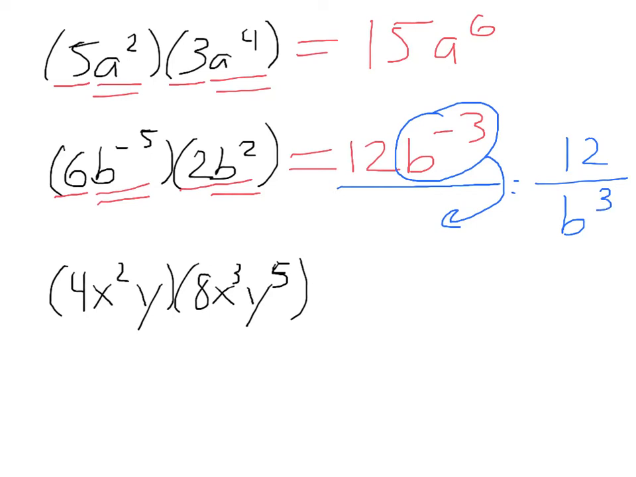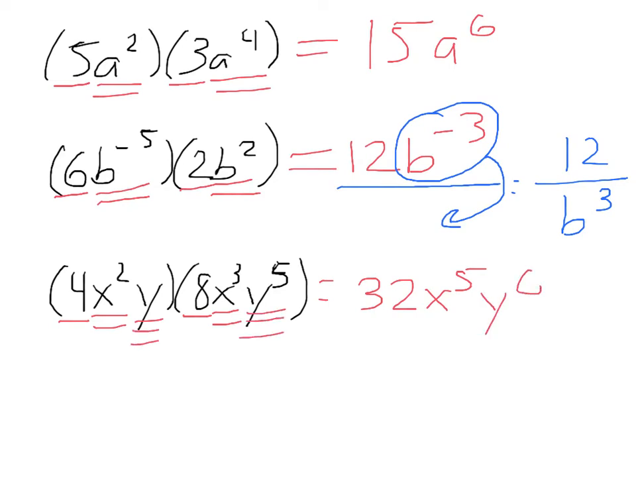Finally, this one, I'm looking for common bases or just numbers. Remember, numbers are numbers, so I can multiply those together. 4 times 8 is 32. X squared times x cubed, well, that's x to the 5th. And y times y to the 5th, well, that's y to the 6th. So hopefully you got those three right, and you understand about multiplying monomials.